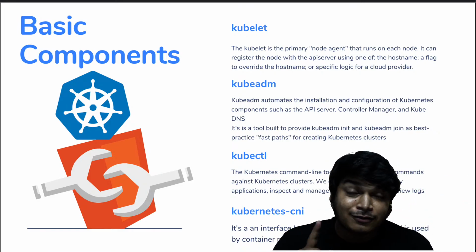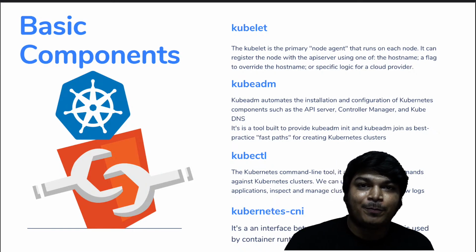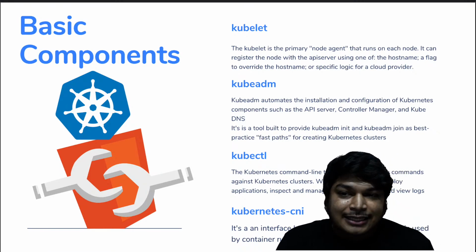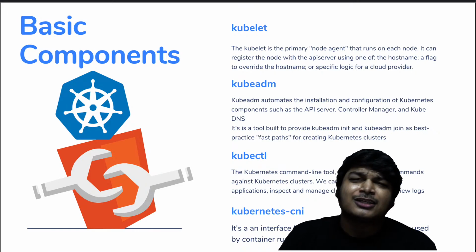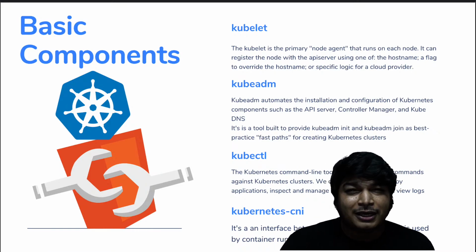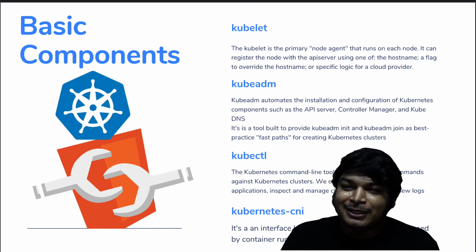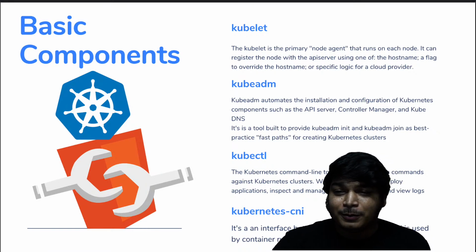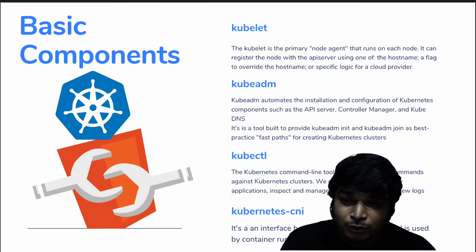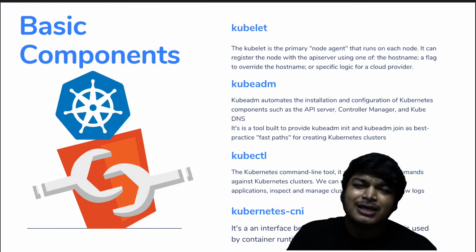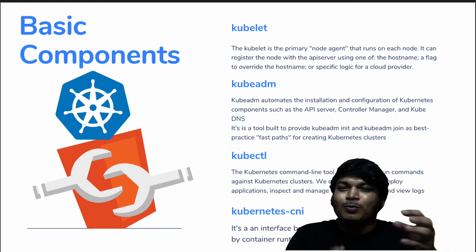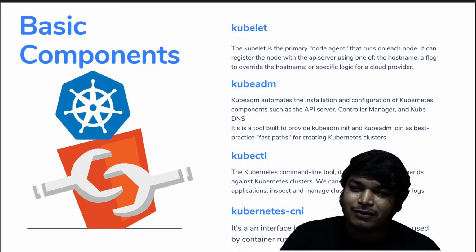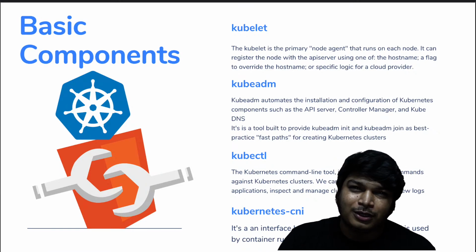Now the kubeadm. This is very important because for our setup today, I'll be installing kubeadm as the main or primary setup tool. Kubeadm automates the installation and configuration of Kubernetes components such as the API server, controller manager, and kube-dns. So most of the things get installed by kubeadm. It provides kubeadm init and kubeadm join as the best practice and fast path for creating a cluster. Don't go for technical jargon. Simply, it installs more of the complex stuff for you, so you don't have to install all the complex stuff like etcd and all that. It installs the API server, controller manager, and kube-dns automatically.